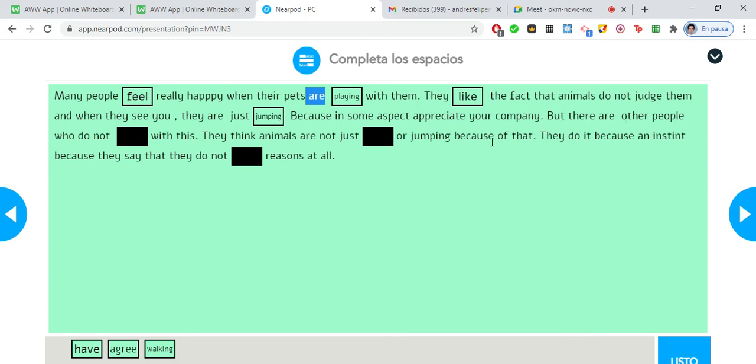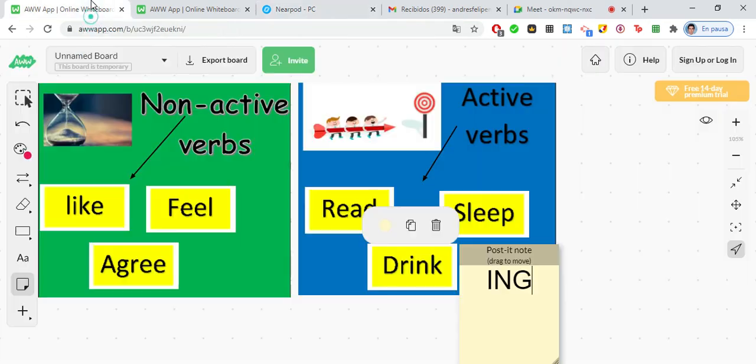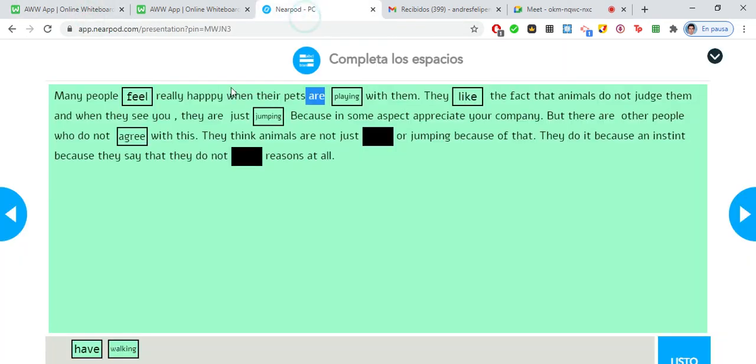But there are other people who do not agree with this. Agree means estar de acuerdo. Agree is also a non-active verb because when you say agree, estar de acuerdo, it's something abstract, it's something about your mind, no? It's something that you think and that you reason, but it's something that I cannot see, I cannot hear, I cannot listen. It's something abstract. Agree. Okay?